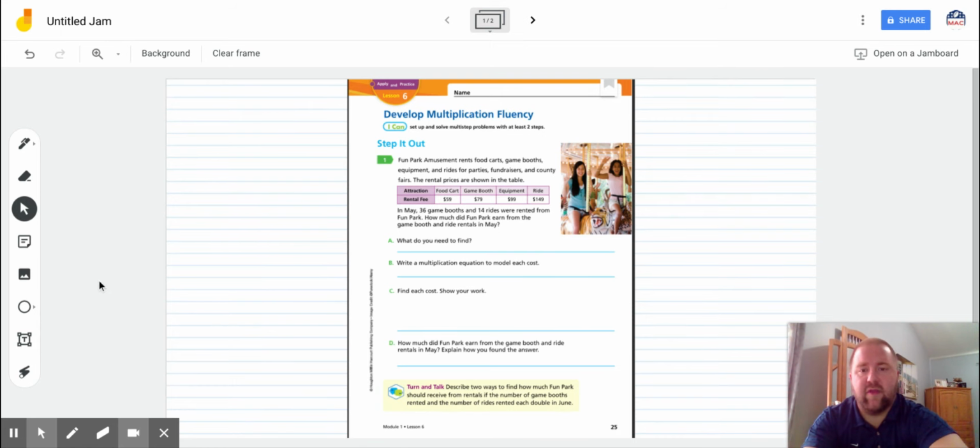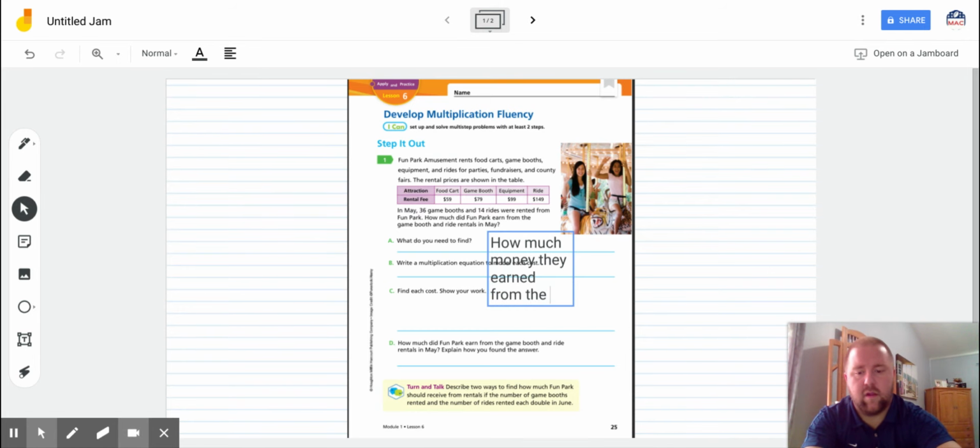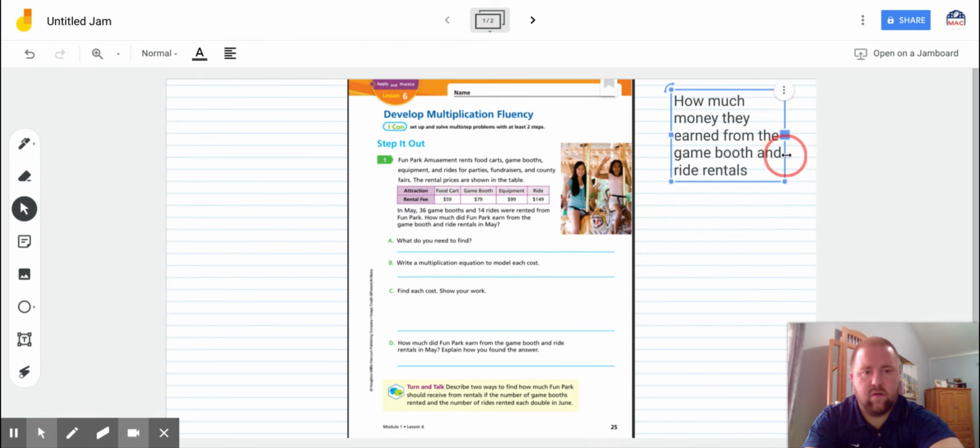Okay, so when we're looking at this, the first question is, what do we need to find? The first thing we need to find is how much money they earned from the game booth and ride rentals. I'm going to put that on the side over here, and you would have this on the lines for the problem as well. That's what we're looking to find out.